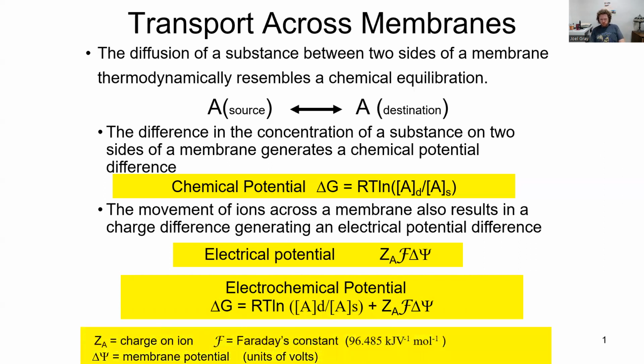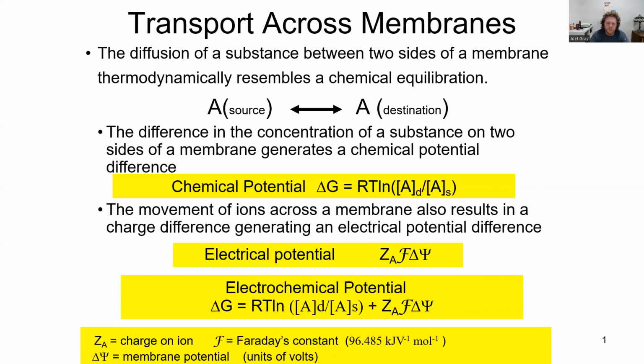So with this electrochemical potential equation, we're looking at the delta G, or the free energy change, considering both the chemical potential as well as the electrical potential difference. So is this favorable from the perspective of, is this going from a low concentration to a high concentration or high concentration to a low concentration? In addition to that, what's the significance of this ion moving from one side of the membrane to the other side of the membrane?